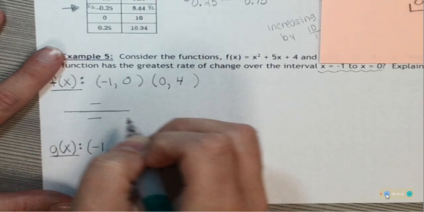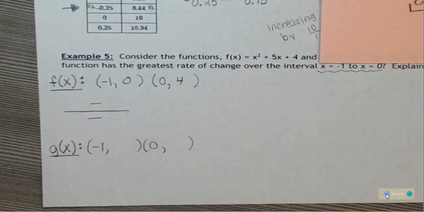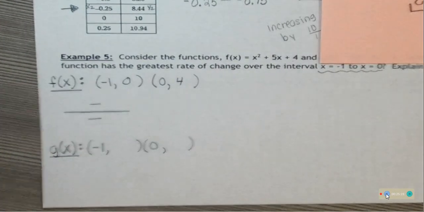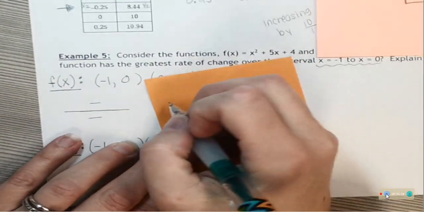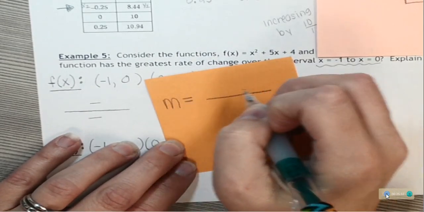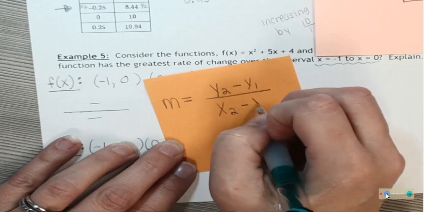This one is the slope formula, okay? Rate of change is the slope between those 2 points. So your slope formula, let me write it on this little post-it note real quick. All right, so your slope formula is m equals big fraction y2 minus y1 over x2 minus x1.